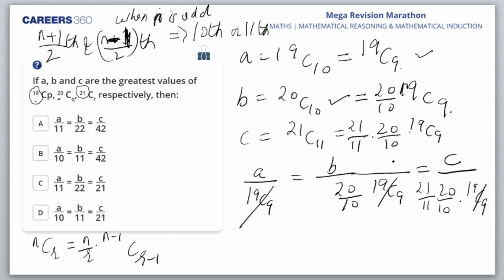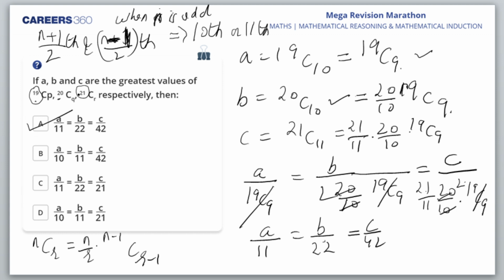And if you solve a bit, this is 10 into 2, this is 10 into 2. So you'll get A by 11, B by 22 is equal to C by 42. Because what I'll do, I'll multiply by 11 throughout. So this would be 42, 21 into 2. This would be 2 into 11, that is 22, and this would be 11. So what do I get? A part is the right answer. Okay, students? I hope this is done.